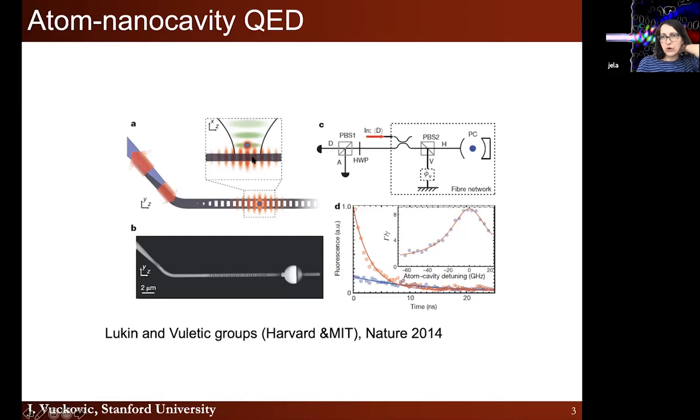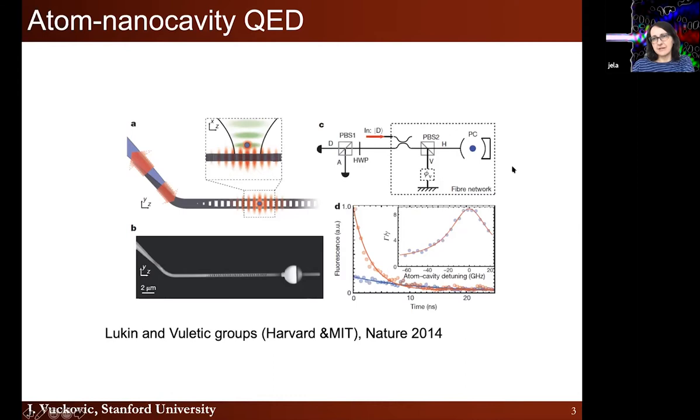And then they see that when that happens, in transmission of light through the cavity, they see spontaneous emission rate enhancement for the atom. So it's not yet a very large cooperativity regime. It's not yet a strong coupling regime, but they're getting there, right?